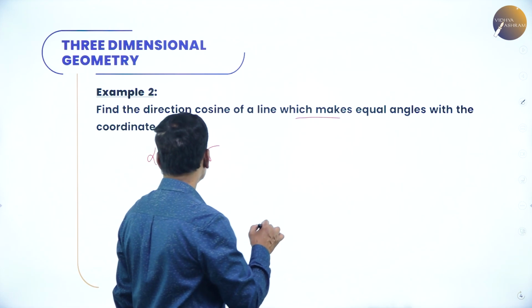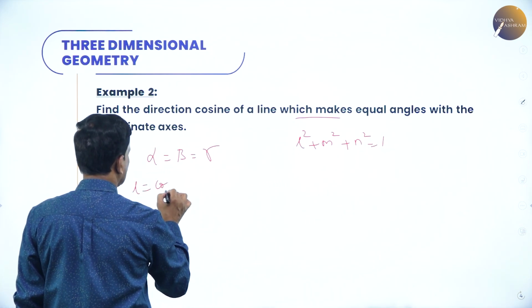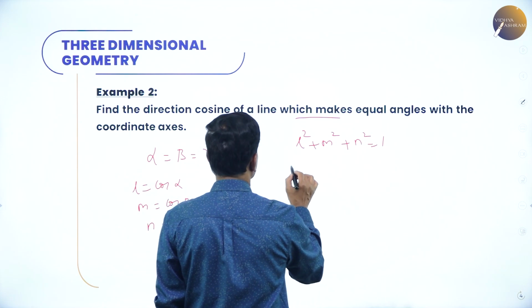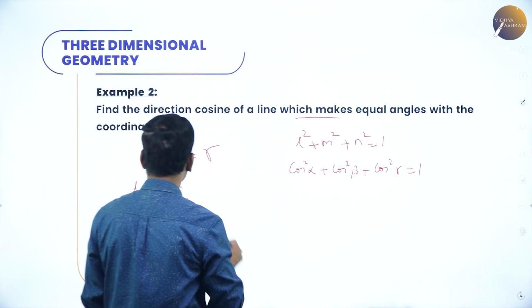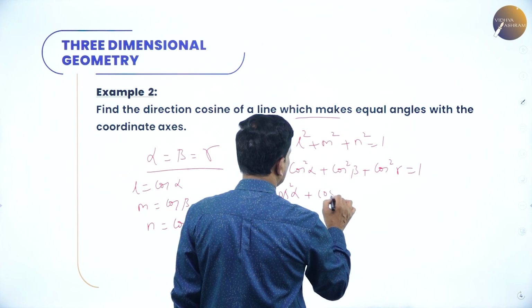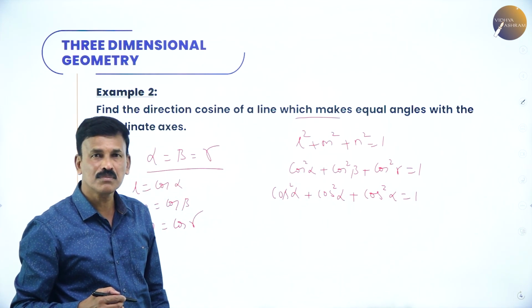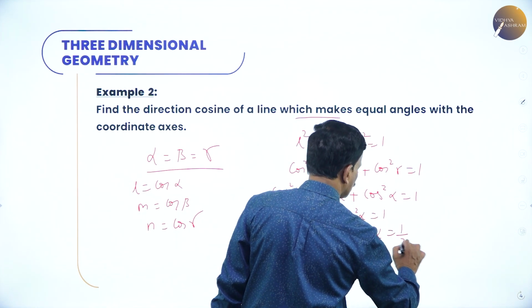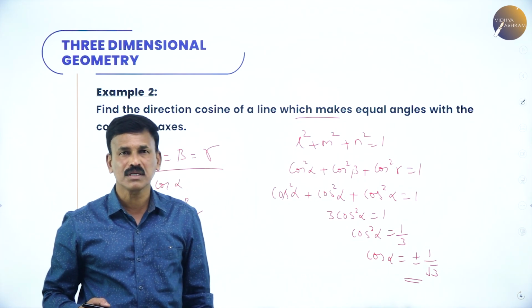We know the relation L square plus M square plus N square is equal to 1. Now L is cos alpha, M is cos beta and N is cos gamma. Substituting, cos square alpha plus cos square beta plus cos square gamma is equal to 1. But it is given alpha is equal to beta is equal to gamma, so this can be written as cos square alpha plus cos square alpha plus cos square alpha. 3 cos square alpha is equal to 1. So cos square alpha is equal to 1 by 3. Cos alpha is equal to plus or minus 1 by root 3.